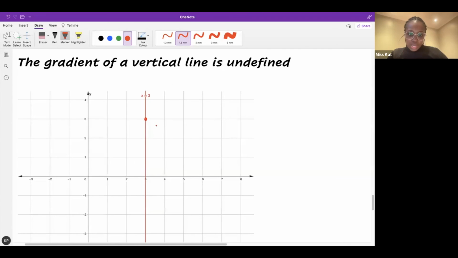What's that point over there? And what is that point over there? Let me see. B and C. Someone said B and C previously. What are the coordinates for B and the coordinates for C? Anyone?